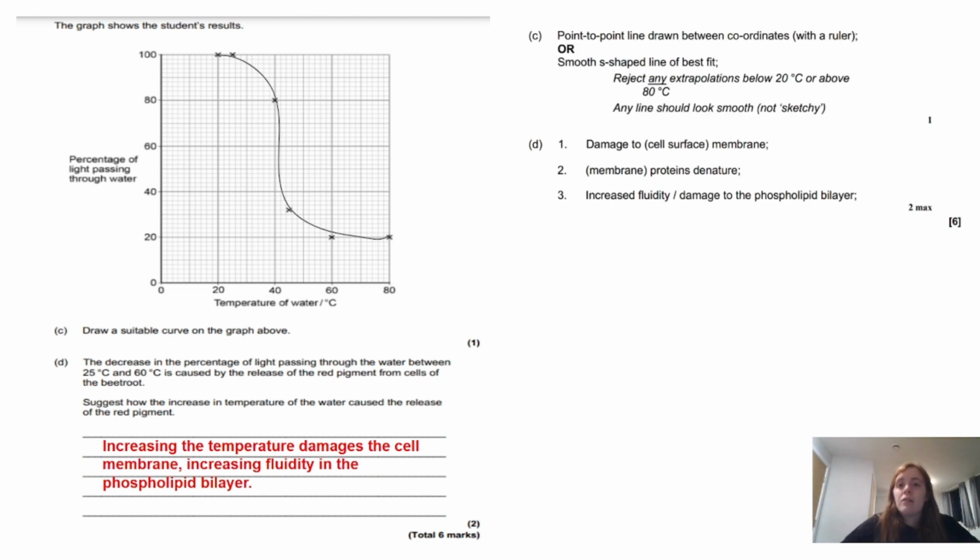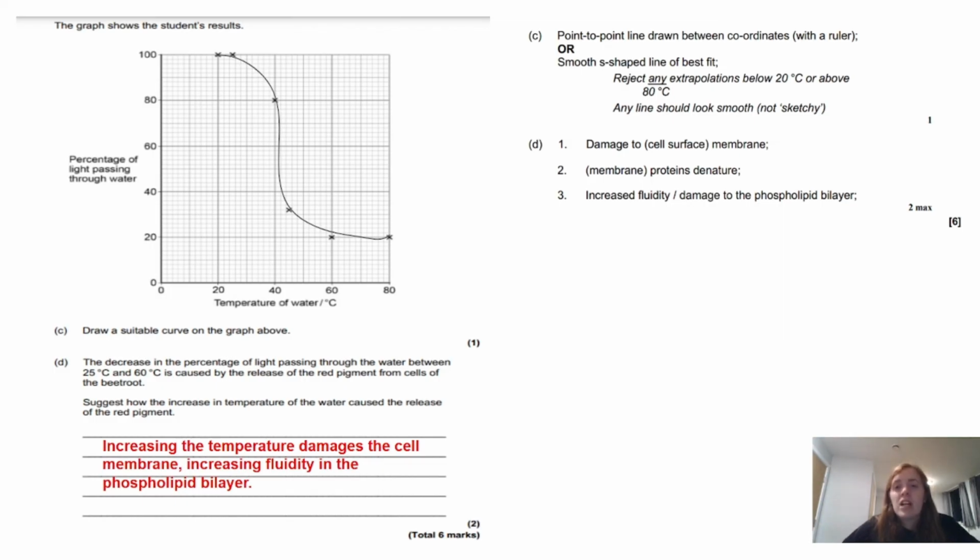So the mark scheme then, part C, the curve. You can do a smooth curve, kind of like a line of best fit, or something like a line graph, so point to point, drawn between the points. It doesn't really matter which one you use because you're not really measuring something over time. So you can do either, but I would do a curve. It's just kind of easier.